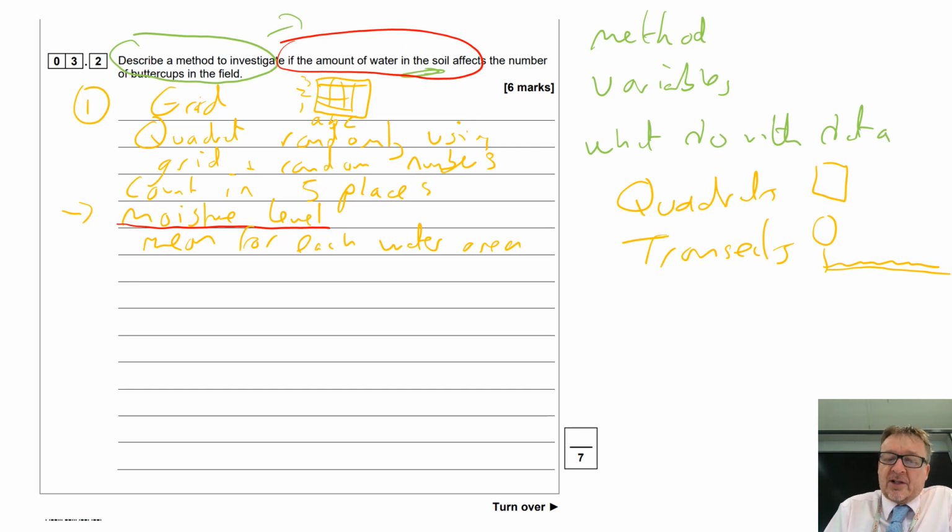And then what you've got is your results table. What could you do with the data? You've done a mean. You could even do a bar chart, quite nice, easy bar chart. That's wet, that's dry.